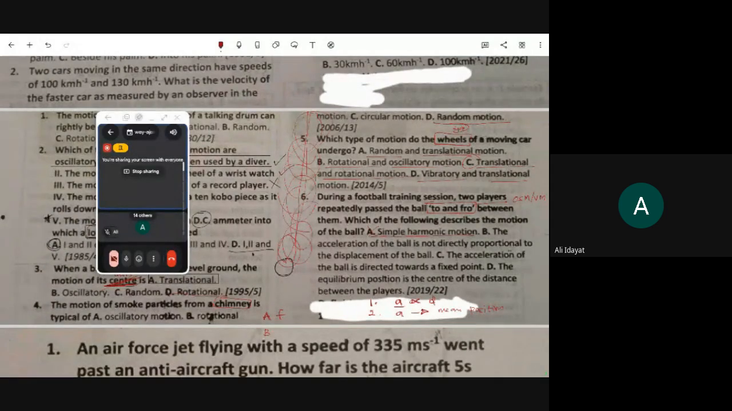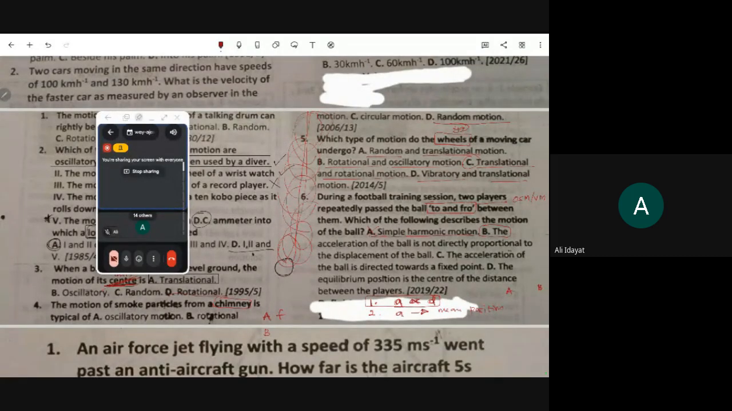Option B says the acceleration of the ball is not directly proportional to the displacement of the ball. If what I said now, you understand it, you know that option B is the correct answer. I said acceleration is directly proportional under simple harmonic motion, and that's the reason why we are not picking this for simple harmonic motion.